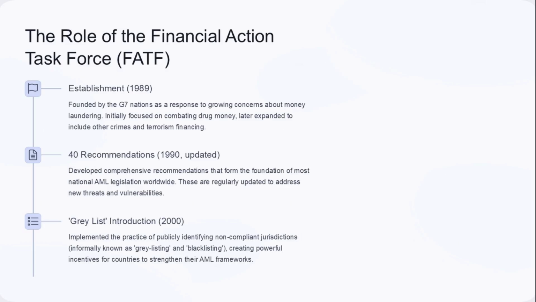The Financial Action Task Force, FATF, was established by the G7 nations in 1989 to address money laundering and later expanded to include other crimes and terrorism financing. FATF developed 40 recommendations that form the foundation of most national AML legislation worldwide. The introduction of the Grey List in 2000 created powerful incentives for countries to strengthen their AML frameworks.